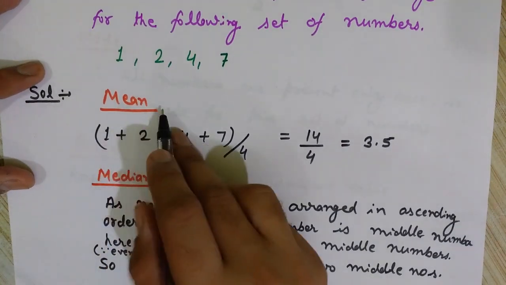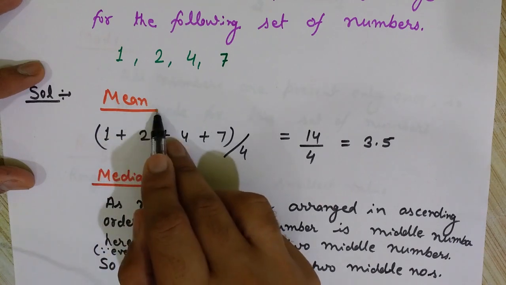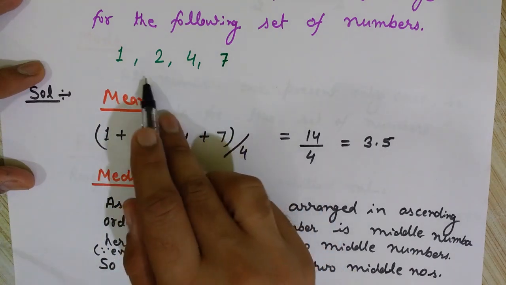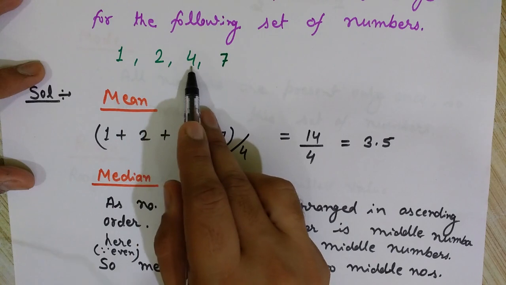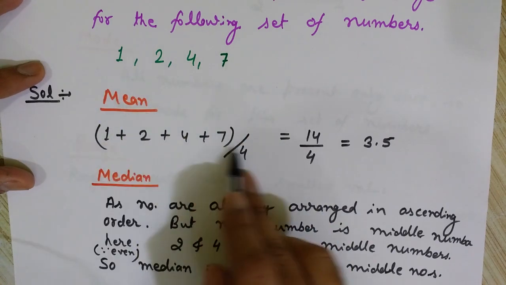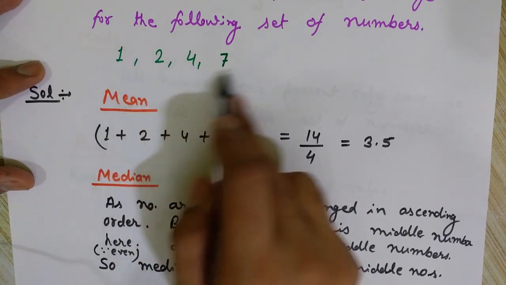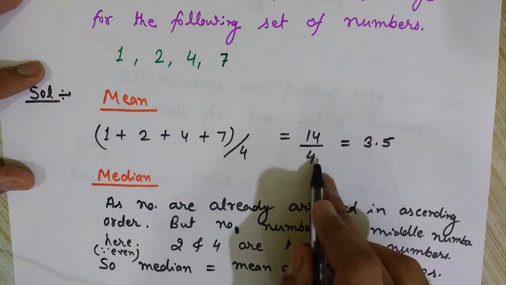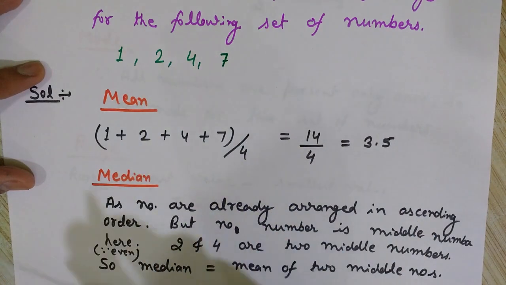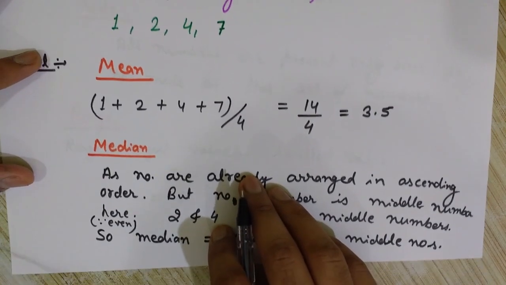Mean, we all know we can calculate the mean or average in the same way: 1 plus 2 plus 4 plus 7. Add all these numbers and divide by the count, 1, 2, 3, 4, 4 numbers. So it is 14 by 4, equal to 3.5. Very simple, same as the previous case.